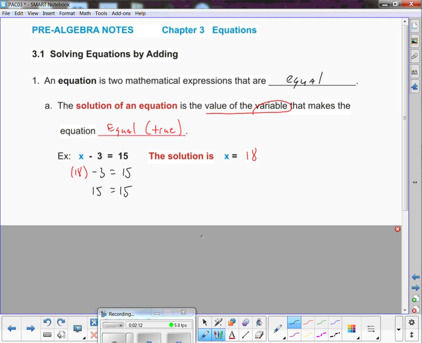Now, if you put any other number in there, that won't happen. So what is the solution? It's the value of the variable that makes the equation equal, or in other words, true.